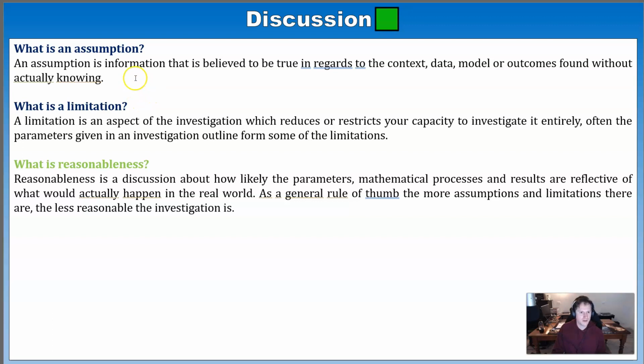So an assumption is information that's believed to be true in regards to the context, data, model, or outcomes found without actually knowing. Okay? A limitation is something that reduces or restricts the capacity to investigate it entirely. Often the parameters given in the investigation outline form some of the limitations. Reasonableness is a discussion about how likely the parameters, the mathematical process, and the results are reflective of what would actually happen in the real world. As a general rule of thumb, the more assumptions and limitations there are, the less reasonable an investigation is.